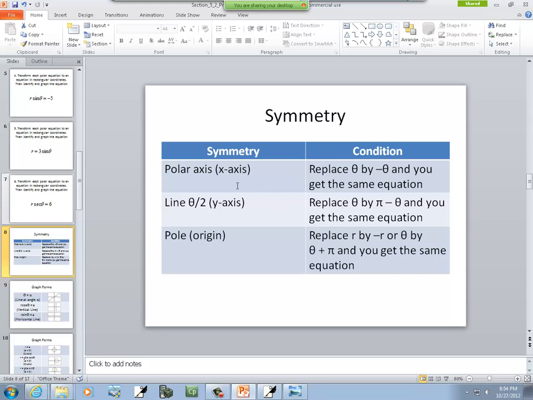Now you can test for symmetry. This is mainly if you're graphing these completely by hand, which I'll do one by hand. We can test for symmetry with regards to the x-axis, or that's our polar axis. Replace theta by negative theta and see if you get the same equation. For the y-axis, or the line pi over 2, replace theta by pi minus theta, and you get the same equation. Now symmetry to the origin. Replace r by negative r, or theta by theta plus pi, and you get the same equation.